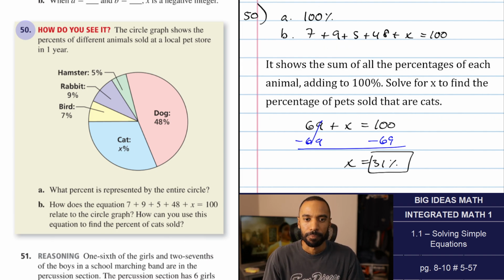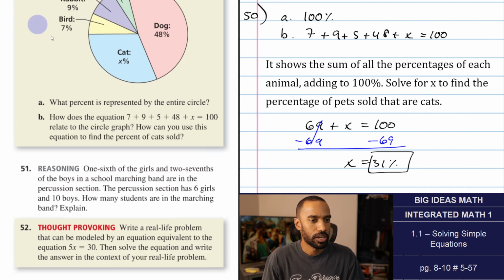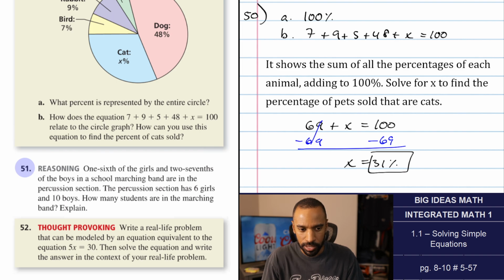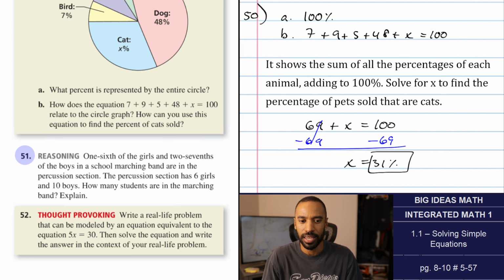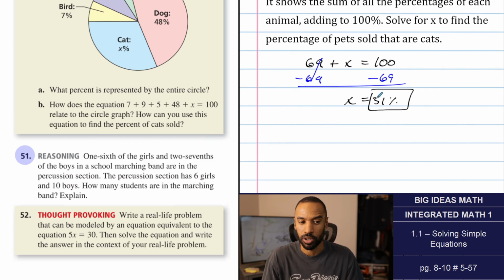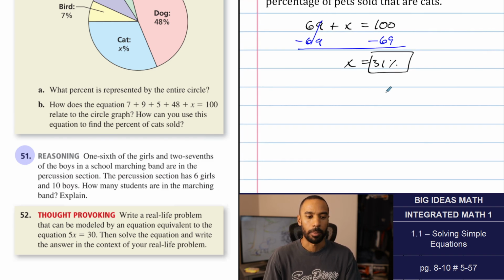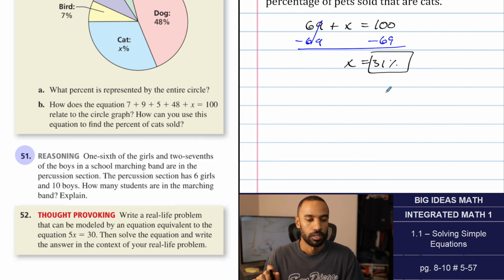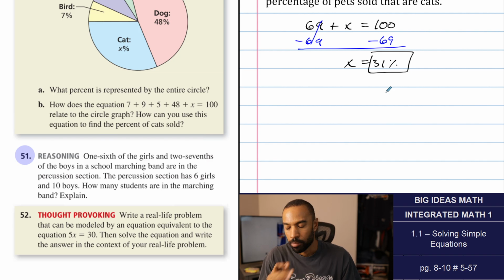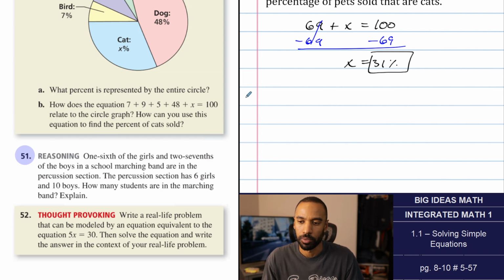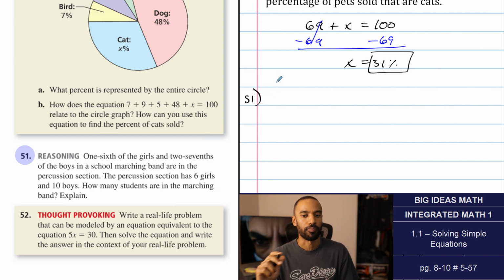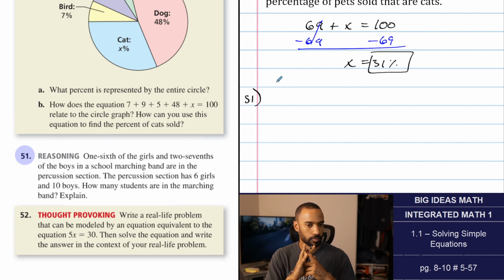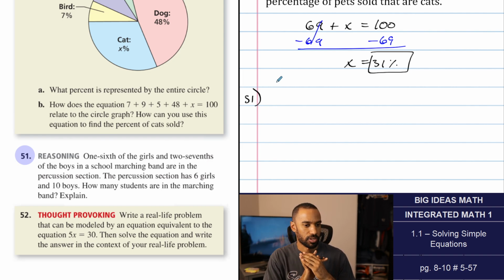All right. Number 51, reasoning. 1/6 of the girls and 2/7 of the boys in a school marching band are in the percussion section. The percussion section has 6 girls and 10 boys. How many students are in the marching band? Explain. I'm trying to think how to present this without doing too much. So 1/6 of the girls and 2/7 of the boys are in the school marching band.